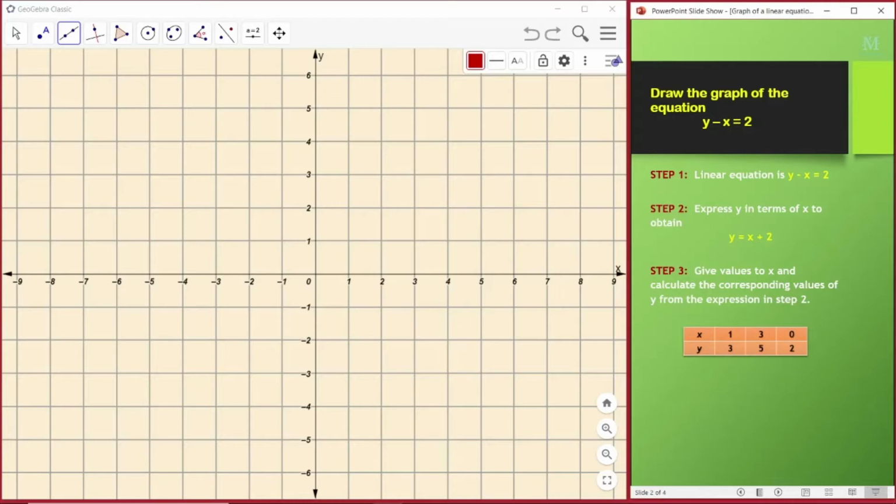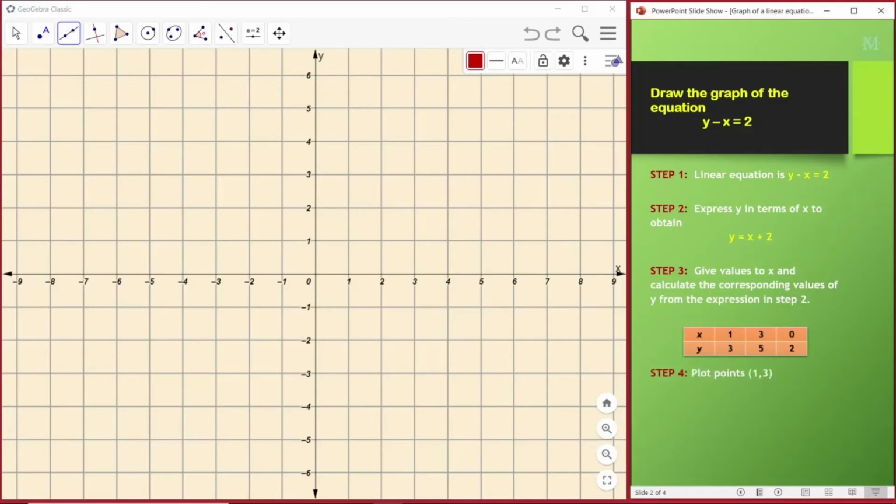तो हम जब x इज़ इक्वल टू 1 पुट करेंगे हम अपनी इक्वेशन में, when we put x is equal to 1 in this equation we get y is equal to 1 plus 2, that is 3. When we put x is equal to 3 in our equation, we get y is equal to 3 plus 2 that is 5, and we put x is equal to 0 over here, then we get y is equal to 2. So this table shows all the values of x and y which satisfy this linear equation.